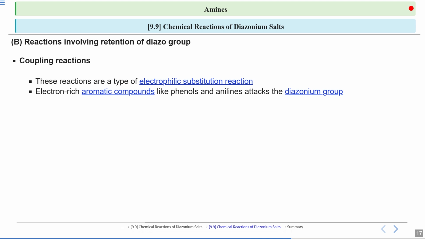Electron-rich aromatic compounds such as phenols and anilines are especially good at attacking the diazonium group. This is because they have electrons available, which makes the reaction easier and faster. When this reaction happens, it forms brightly colored compounds called azo compounds. The general structure is Ar-N=N-Ar', where Ar stands for an aromatic group. These azo compounds are widely used as dyes because of their vivid colors.